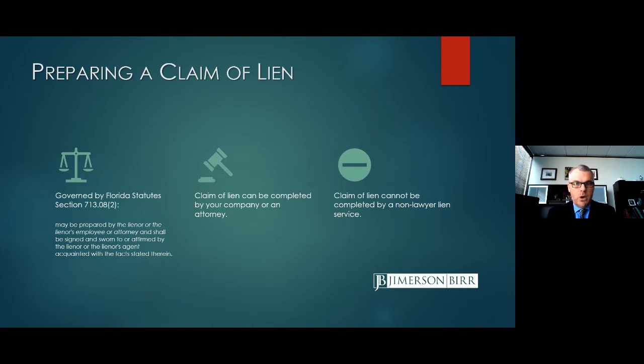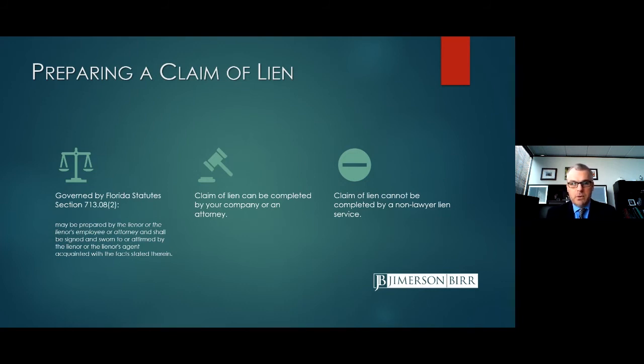So 713.08 talks about who can prepare the lien, who must prepare the lien. The most important thing about preparing the lien is that it needs to be prepared by someone who's authorized to do it. Don't hire someone or a service to prepare it for you. That could invalidate your lien. Make sure that the person who's preparing it has authority to prepare it and understands what's going into the claim of lien. Keep in mind that if you get in litigation, the person who signed the lien will be a witness in the lawsuit.